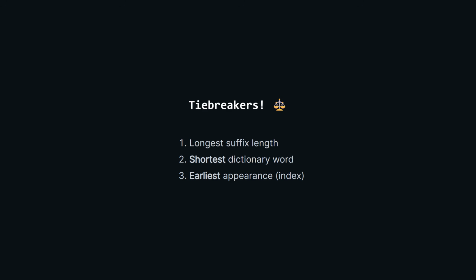Of course, there might be a tie. If multiple dictionary words have the exact same longest matching ending, we first pick the shortest word out of that group. And if there's still a tie, we just pick the one that appeared earliest in our dictionary list.